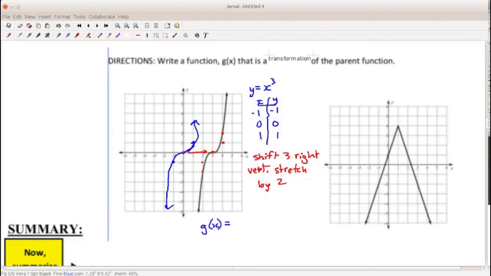So outside, I'm going to multiply my function 2 times, and inside, I've got to shift right 3, so that's x minus 3. If you're not 100% sure that that works, go ahead and pull out Desmos and type it in and see if it gets you the points that you would expect. This 4, 2, and 2, -2.